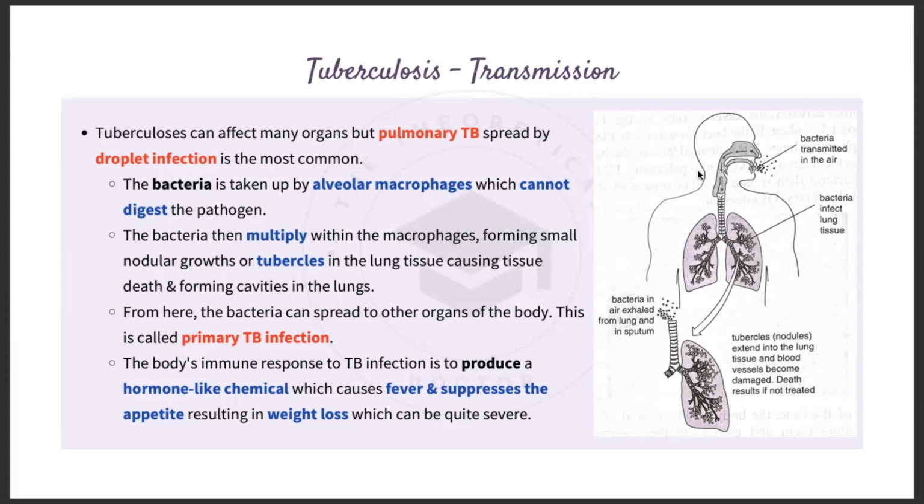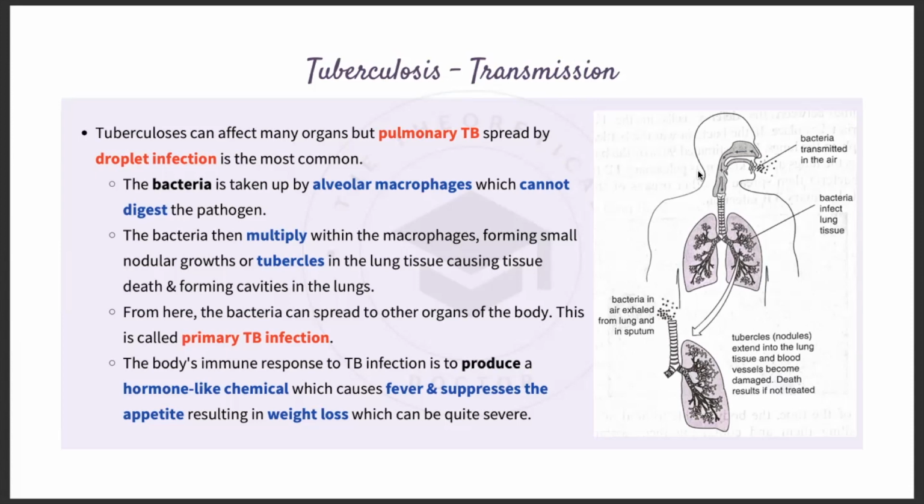Alright, so how it's being transmitted. For tuberculosis, there's primary TB or tuberculosis infection, as well as post-primary infection. Post meaning after. So here I will talk about the primary infection first. Tuberculosis can affect many organs, but pulmonary TB, pulmonary meaning the lungs, spread by droplet infection, is the most common.